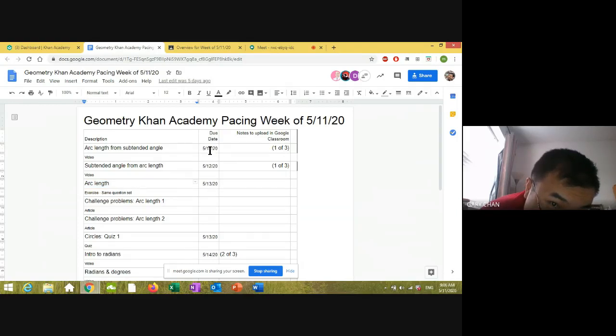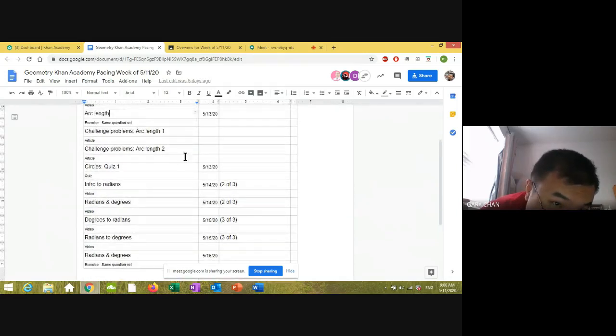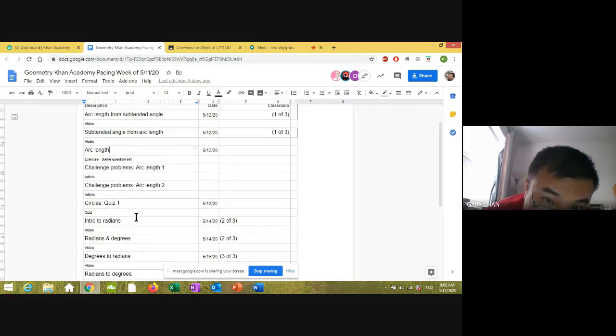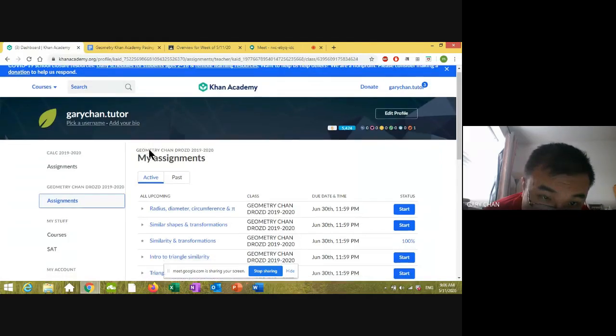I've also posted these suggested due dates. And so after this session, you'll be done with arc length. And then going further down, these are other videos that I want you to take notes on, and other exercises that we're going to do. But we're going to take this one day at a time. It's just the same format as in the previous week. All right. Let's take a look at the Khan Academy and how far you'll need to go.